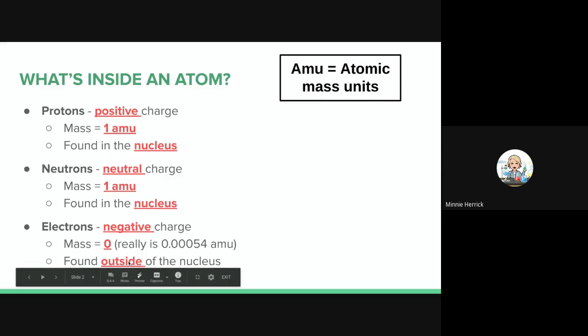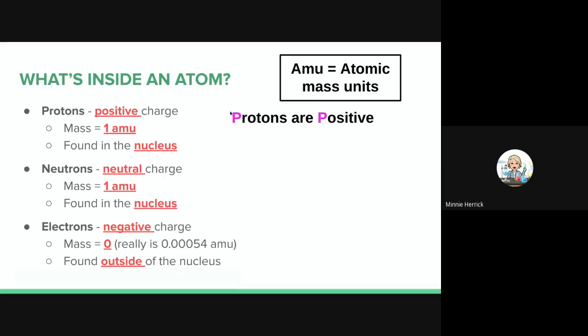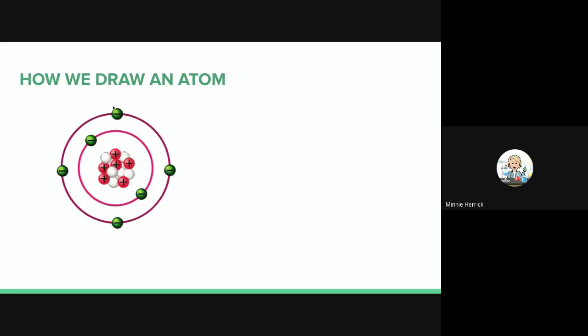Okay, so we're going to keep going. The protons are positive, so just remember P and P, and the neutrons are neutral. Okay, so those two things are key in understanding. So let's actually visualize the atom. Over to your right, it says, how do we draw an atom? So go to that part right to the right of neutrons on your note page, and we're going to be looking at how to draw an atom.